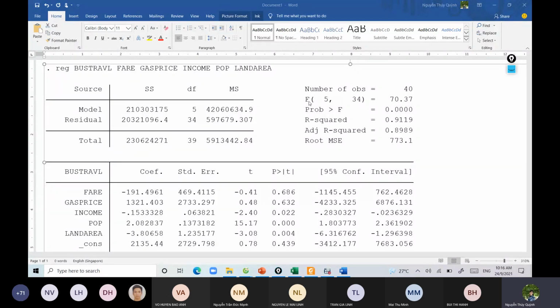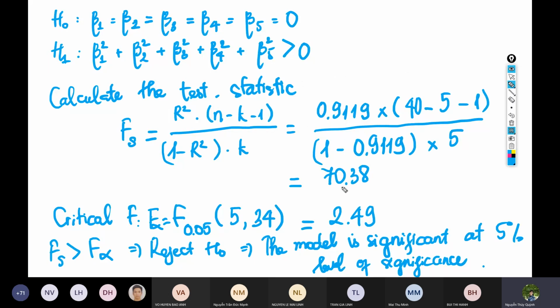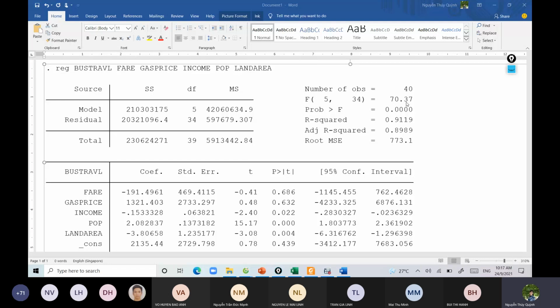Some people may think that this one is the critical value of F, and they compare the value that they got here with the value of F in this table. That is not correct. They are all the observed value of F. There is no critical value in this table. All the numbers in this table are sample statistics, not any critical value. So F here is the observed value of F for this model.